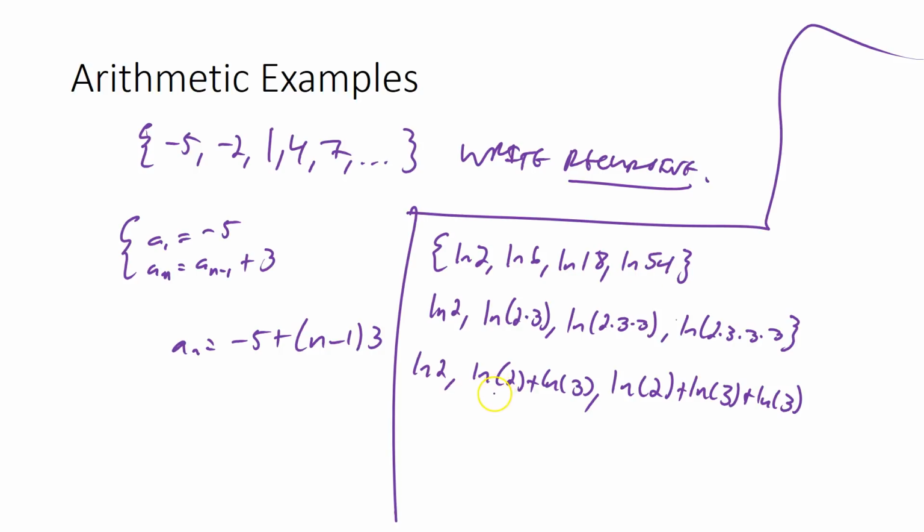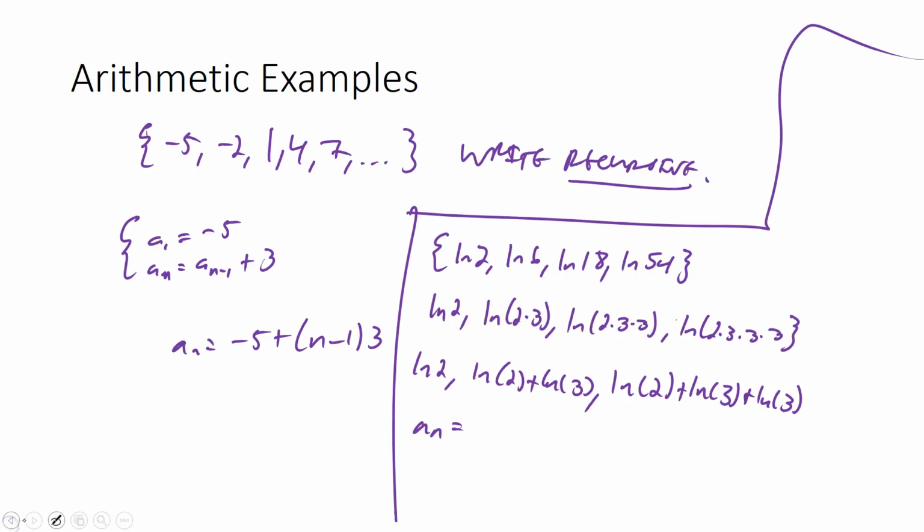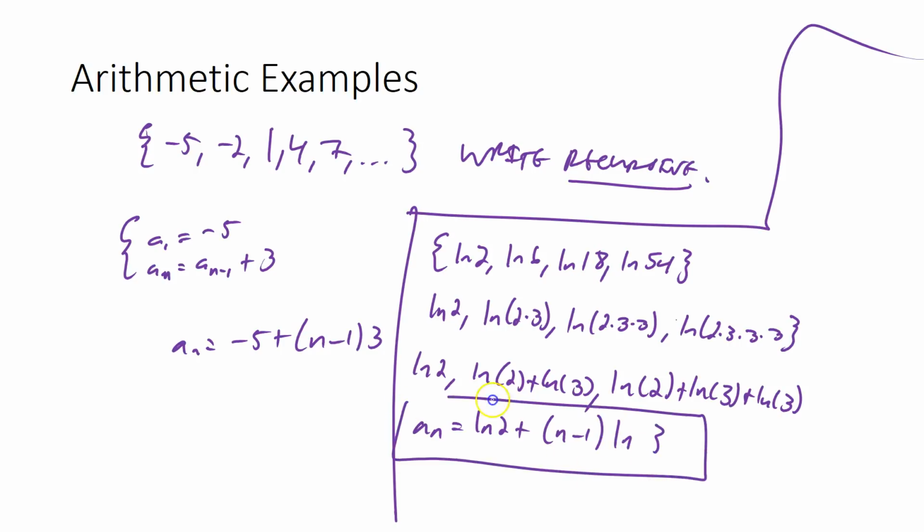So let's say we wanted to write an explicit formula for this. The nth term would be the first term, which is natural log of 2, plus n minus 1 times natural log of 3. There you go. Okay, so a hidden arithmetic sequence.